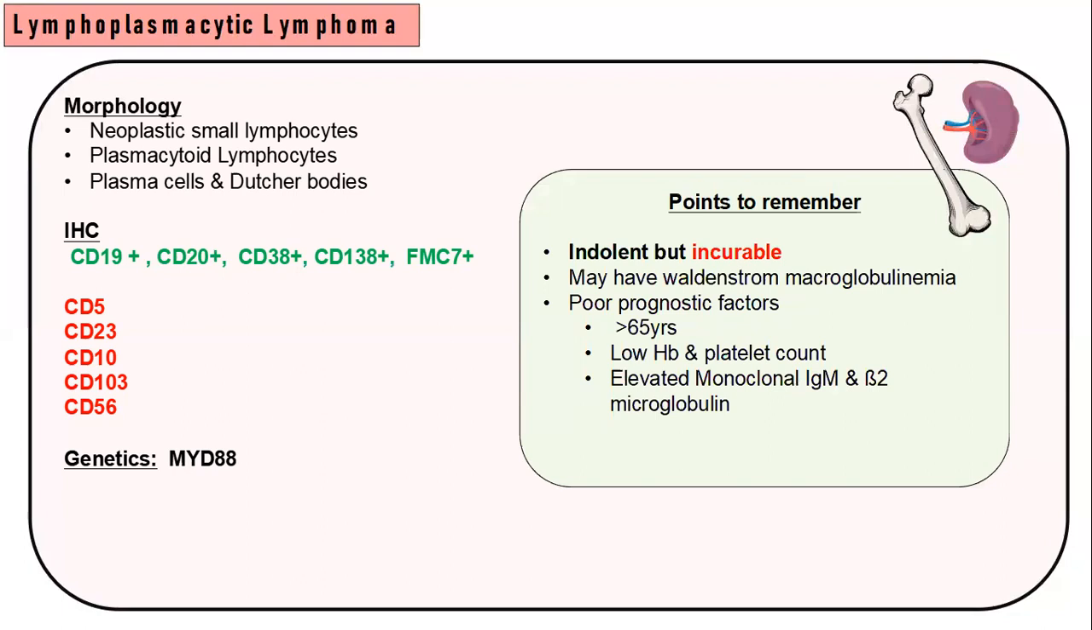So the patient may die of disease progression, transformation to DLBCL, or some therapy-related complications. So it's an example of a neoplasm that's indolent but incurable, that eventually leads to the patient's death. Patient can have Waldenstrom macroglobulinemia, and the poor prognostic factors include age more than 65 years, low hemoglobin and platelet count, and any elevated monoclonal IgM or beta-2 microglobulin.